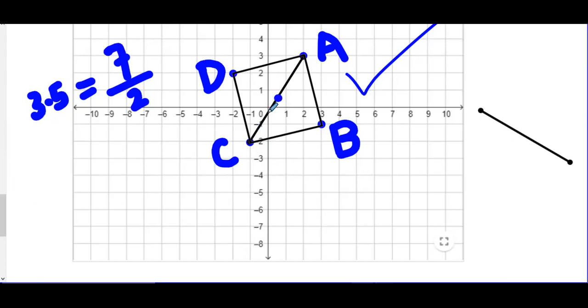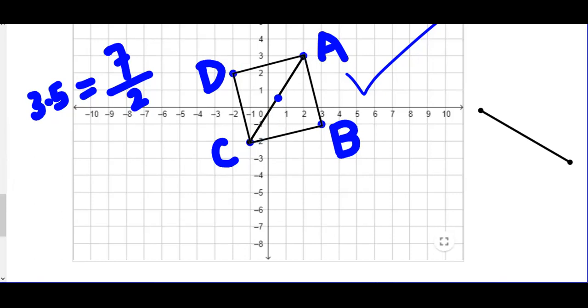1, 2, 3.5 of that box. So I got it. So this is your midpoint. You see that? That is your midpoint of this diagonal from A to C.